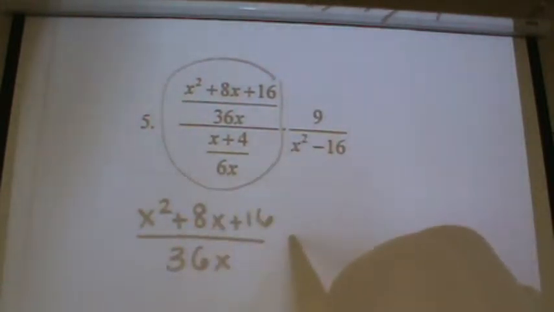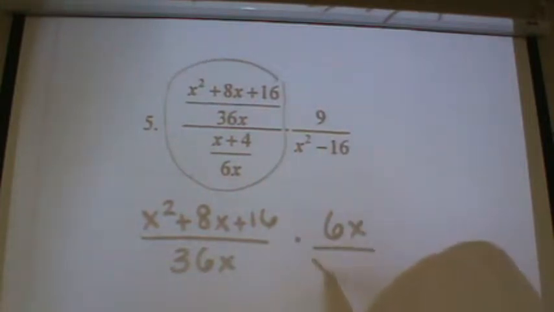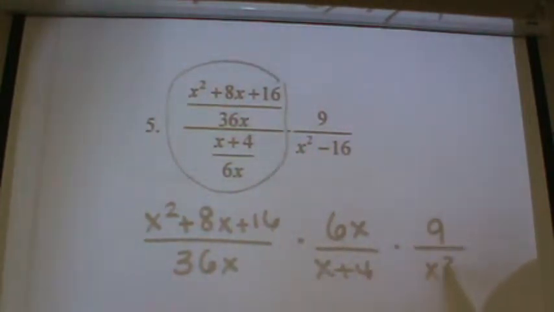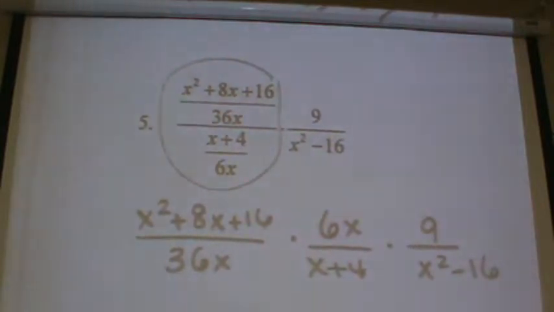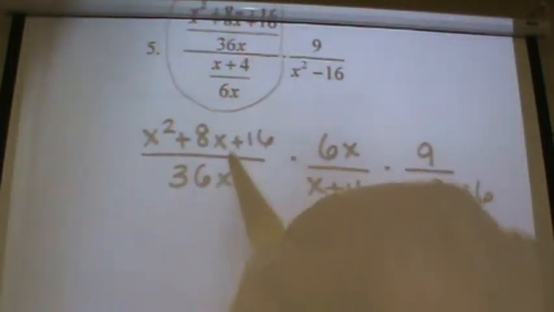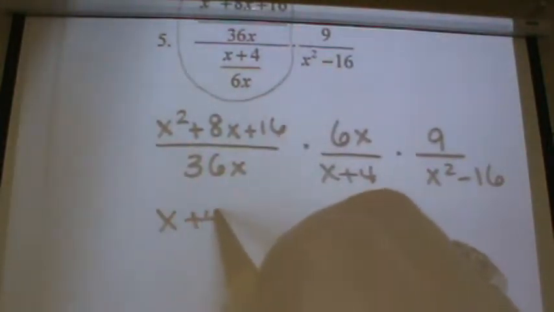You're going to flip this and multiply the whole thing. Before we do any canceling, what should you do? Factor. What does this top factor to be? X plus 4, X plus 4.